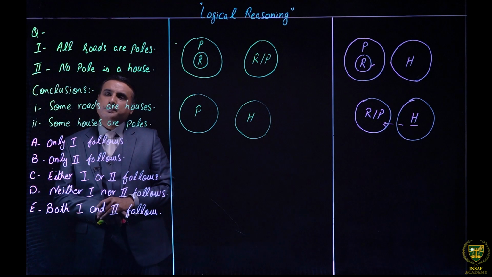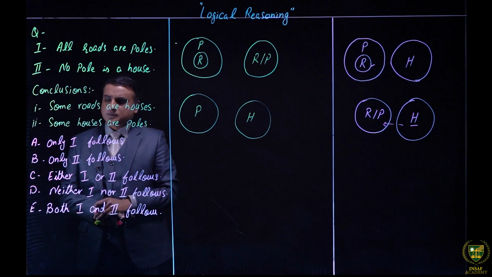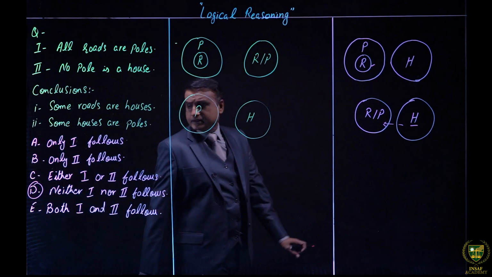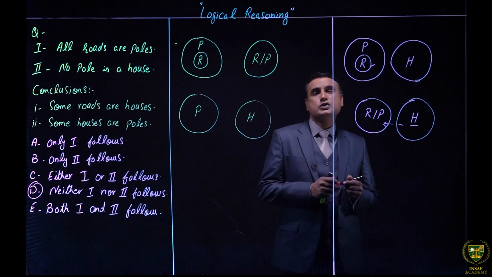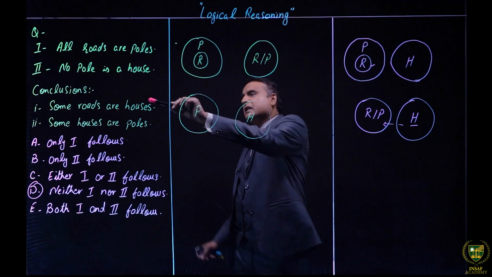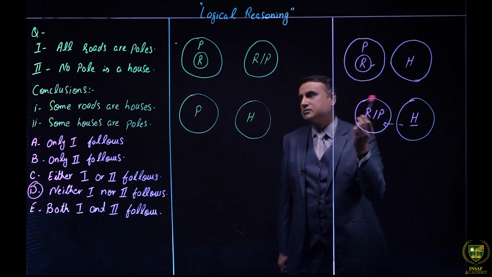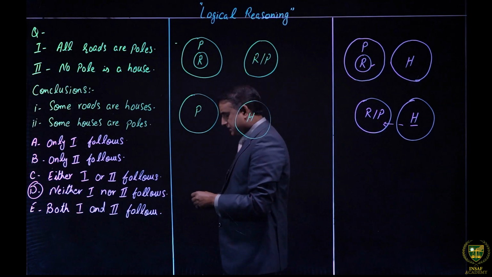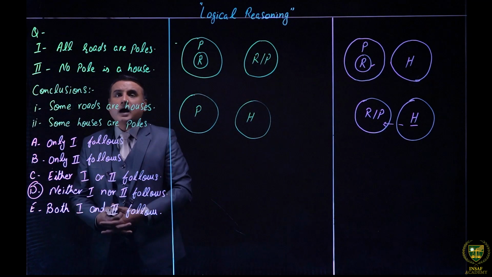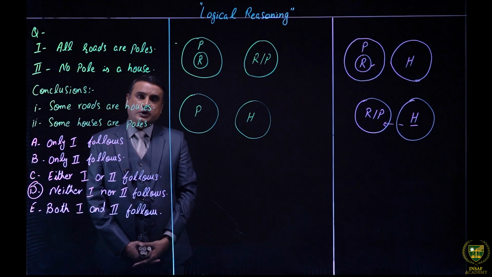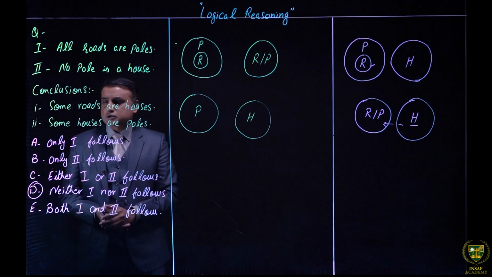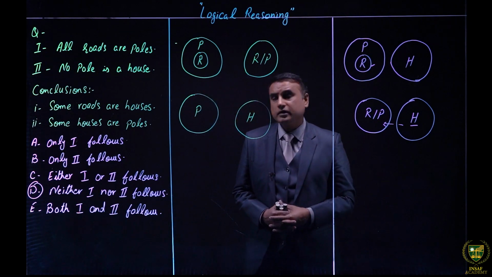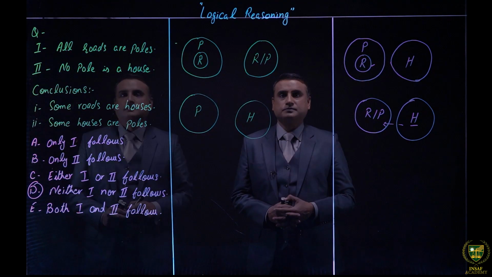So, our correct option will be neither one nor two. Because hum dekh rahe hain ki nahi some roads are houses and some houses are poles. Both these conclusions are not verified by using Venn diagram. So, we can safely say that here the right option for us will be option delta.